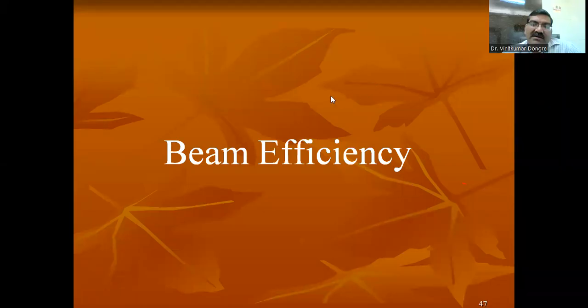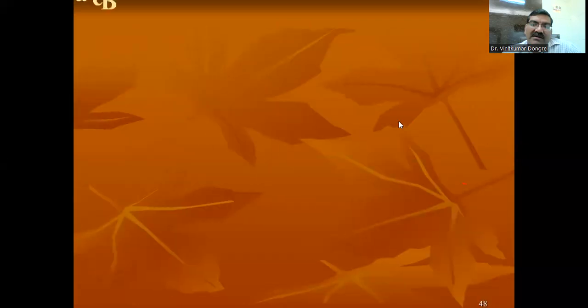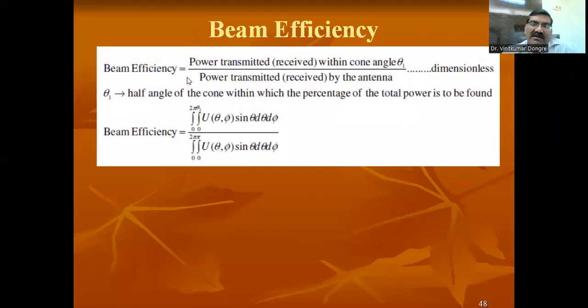So we will start from the beam efficiency. Now, what is the beam efficiency? It is related to what? That we'll understand. Now, this beam efficiency is related to the power transmitted or received. Whatever power you are transmitting or receiving: received in the case of a receiving antenna, transmitted in the case of a transmitting antenna.